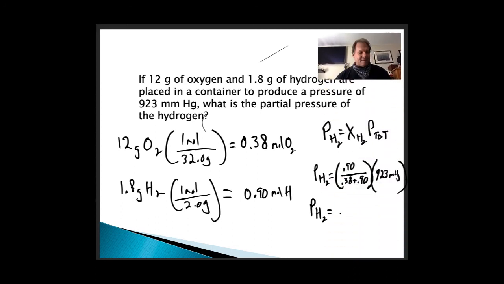So my pressure of hydrogen is 98.0 millimeters of mercury. And be careful, make sure that those total moles in the denominator are in parentheses when you do that on your calculator.